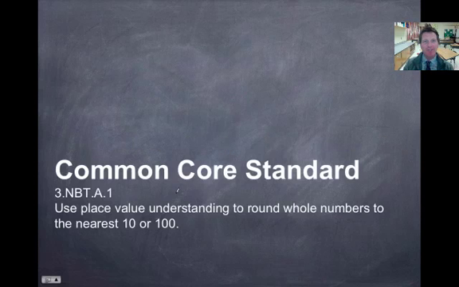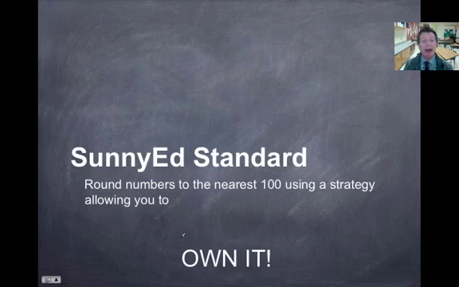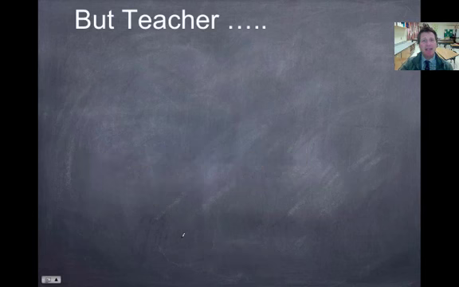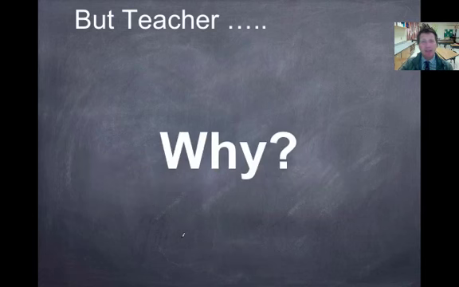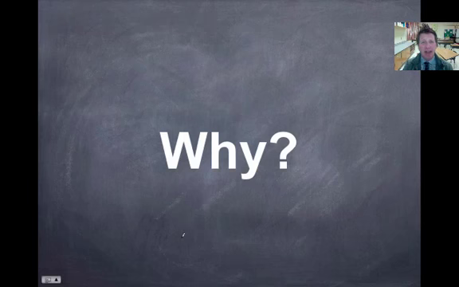Let's get started. Here's what the Common Core says we have to know about rounding to the nearest hundred. It says we need to use place value understanding to round whole numbers to the nearest 10 or 100. We're just going to focus on 100 today. That's a good standard. Here's what we're going to do more specifically. We're going to round numbers to the nearest 100 using a strategy that allows us to own it, that allows us to make this concept our own. Because it's not somebody else's, this is going to be our concept.